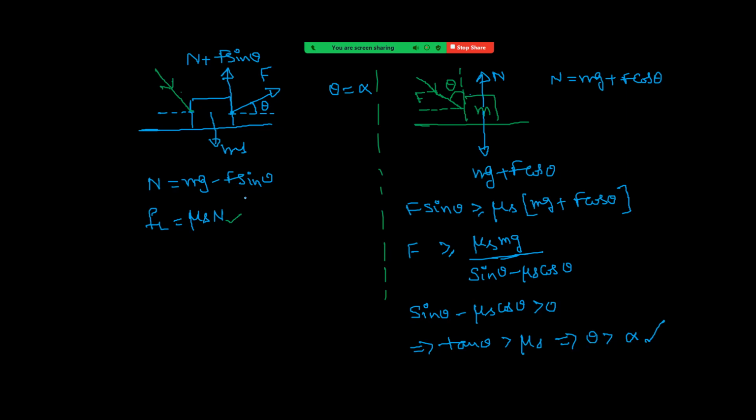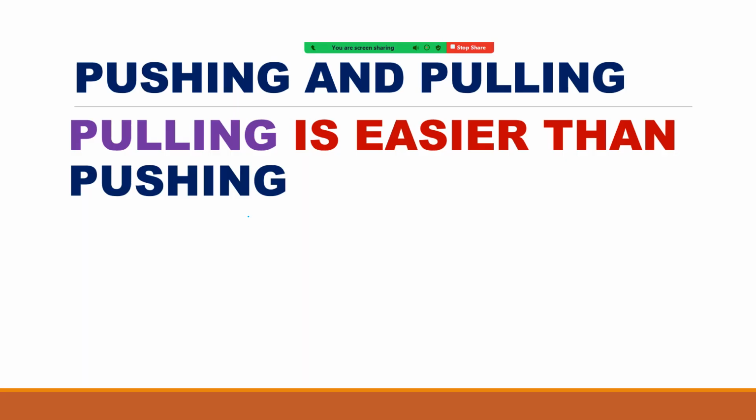And why pulling is easier: because of pulling, normal reaction is reduced and hence limiting friction is reduced. So it becomes easy to pull. But here, because of pushing, normal reaction is increased. Therefore, limiting friction increases. So it becomes difficult to push the block, right? I hope you got clarity.